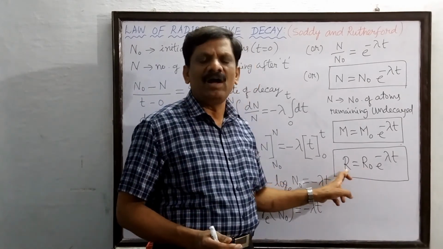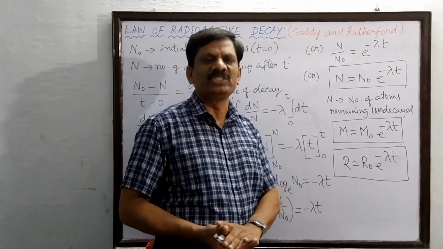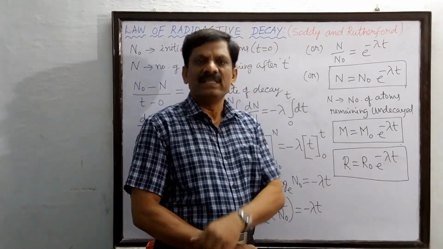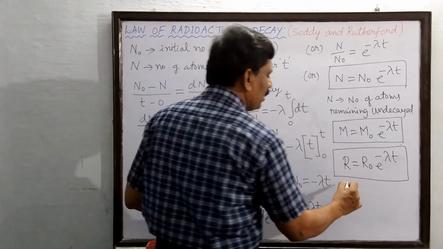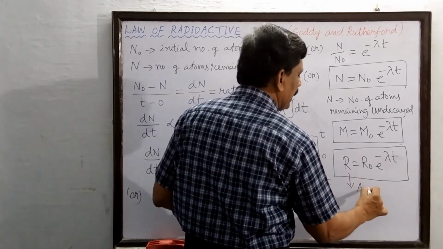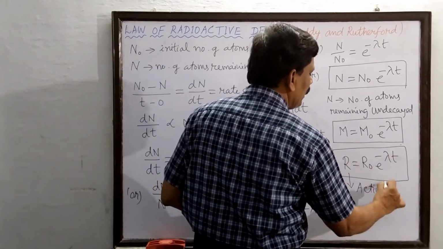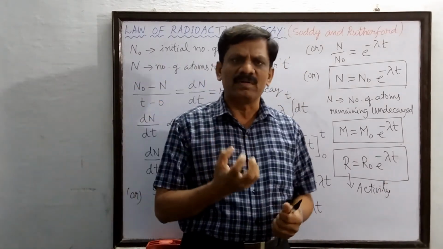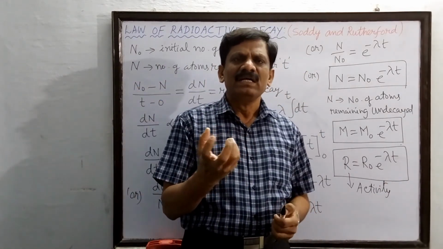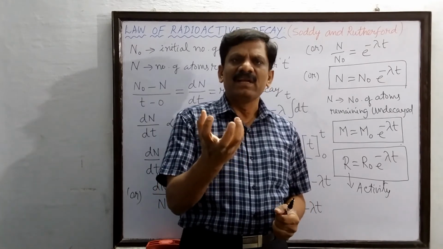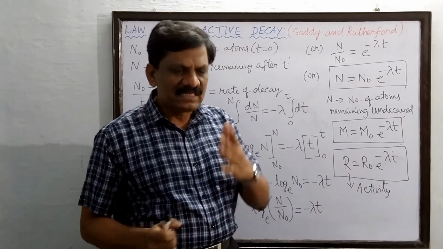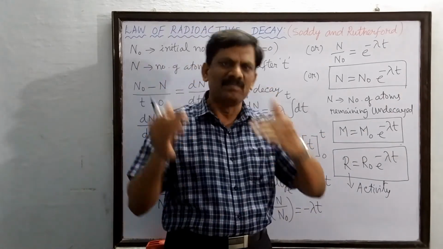Then capital R is called the rate of disintegration. So this is also called the activity of the substance. The rate of disintegration is also called what? This is also called the activity of the radioactive substance. So freshly, if you take a sample from the ore, uranium taken from the ore, first the rate of disintegration or the activity of the substance will be very high. As time proceeds, the activity will come down.